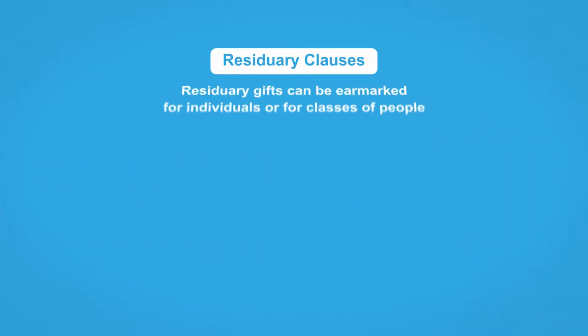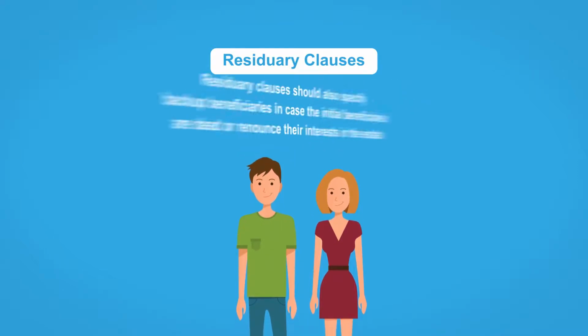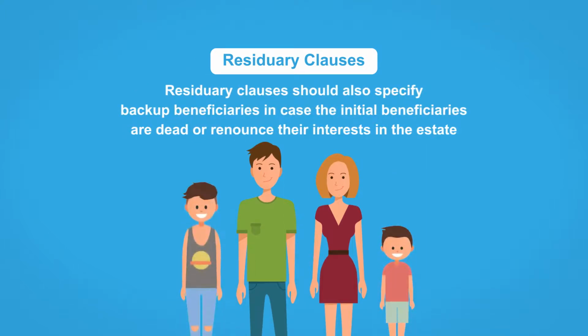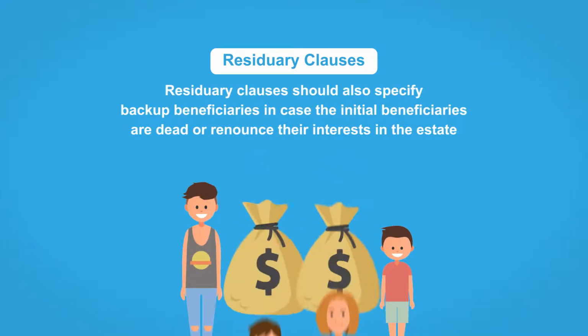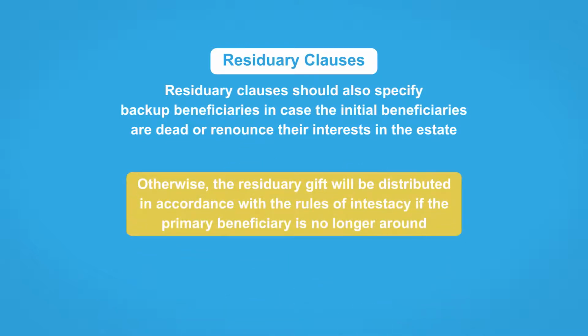Like other gifts, residuary gifts can be earmarked for individuals or for classes of people. For example, a residuary clause can specify the testator's children in equal shares, or can distribute the estate unevenly, such as 40% to one child and 60% to another. Residuary clauses should also specify backup beneficiaries in case the initial beneficiaries are dead or renounce their interests in the estate. Otherwise, the residuary gift will be distributed in accordance with the rules of intestacy if the primary beneficiary is no longer around.